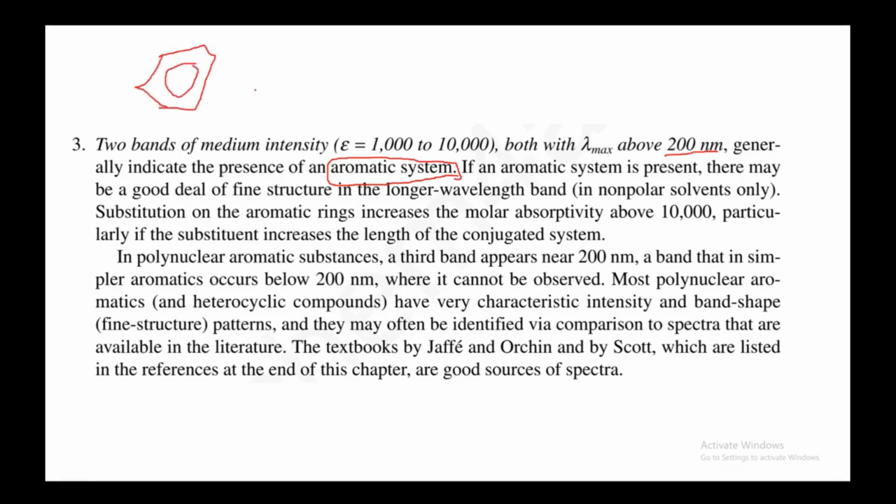How can we detect benzene? There should be two bands of medium intensity having intensity from 1000 to 10,000, and the lambda max should be greater than 200. That generally indicates the presence of an aromatic system. If an aromatic system is present, there may be a good deal of fine structure in the longer wavelength band in non-polar solvents only. So don't forget that there's a huge impact of solvents in UV visible spectroscopy.